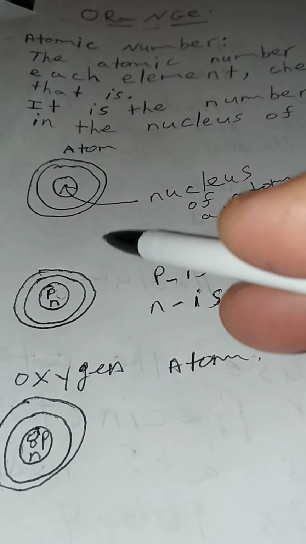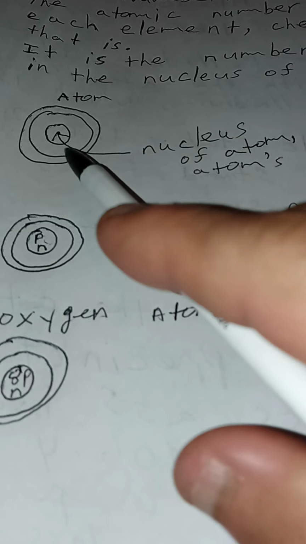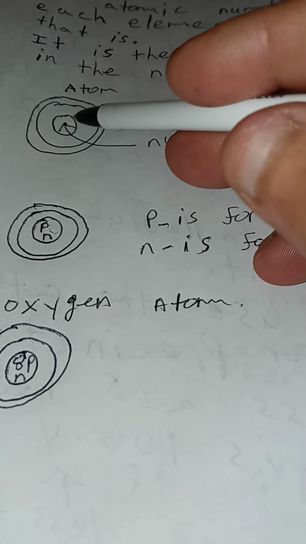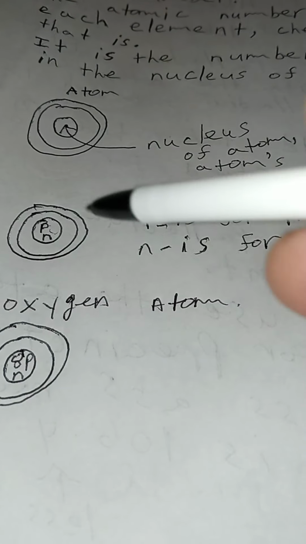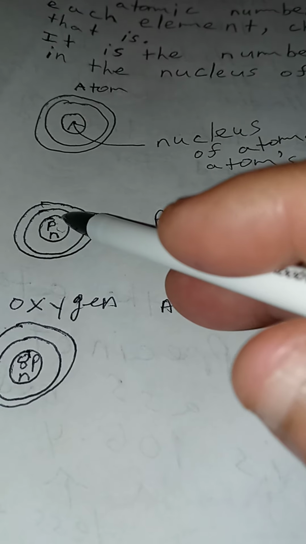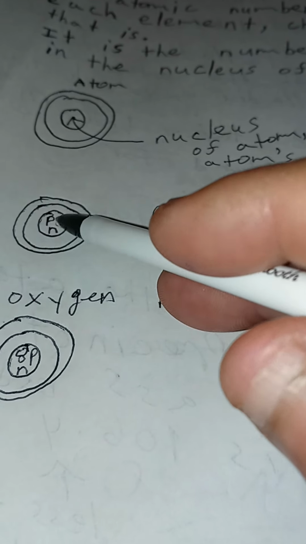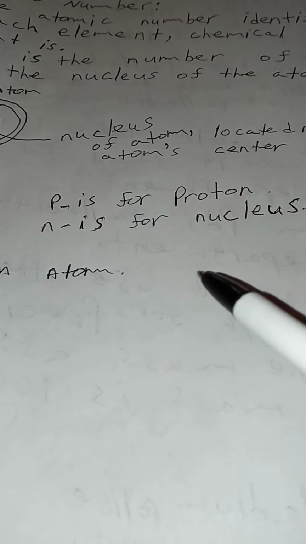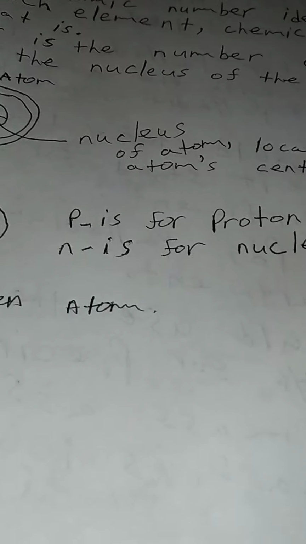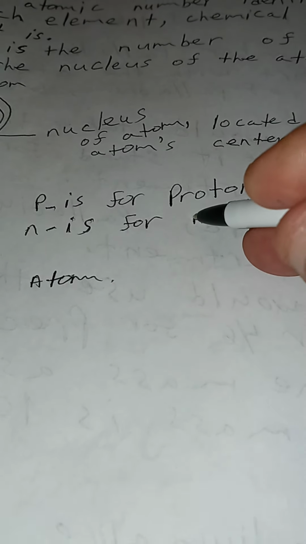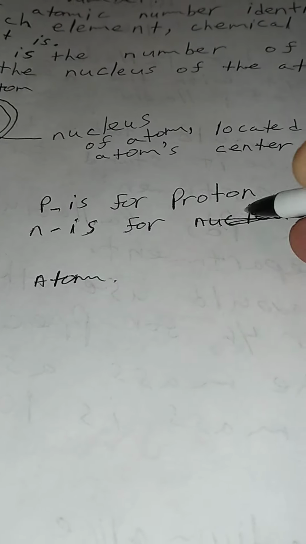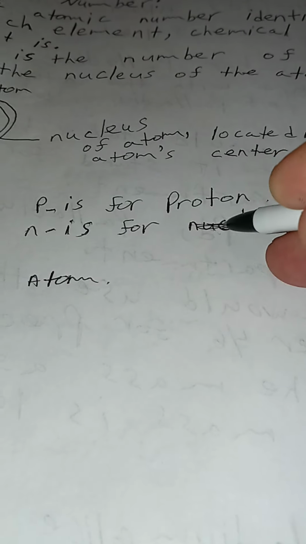Okay, now I want to draw this again. You see the nucleus where the arrowhead is? Now I want to draw the same thing again. The P stands for proton, and the N stands for neutrons. Not nucleus, neutrons. My mistake. Let me erase this. See, if I didn't reread this, neutrons.